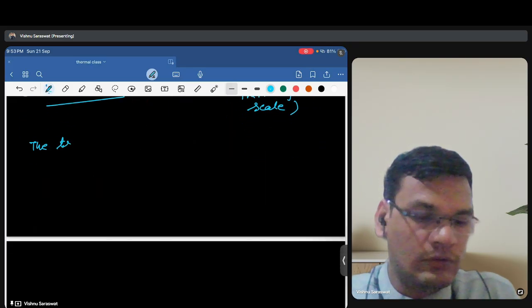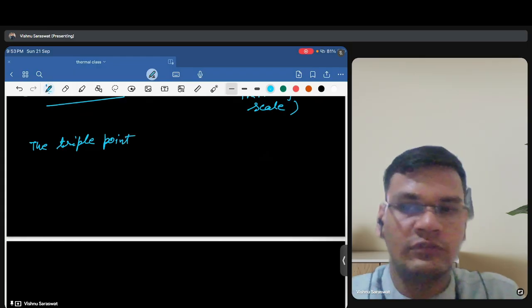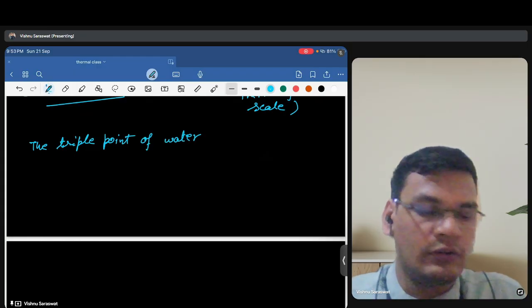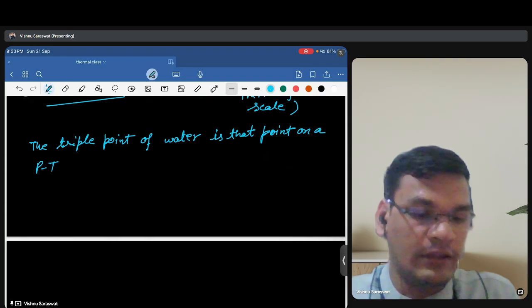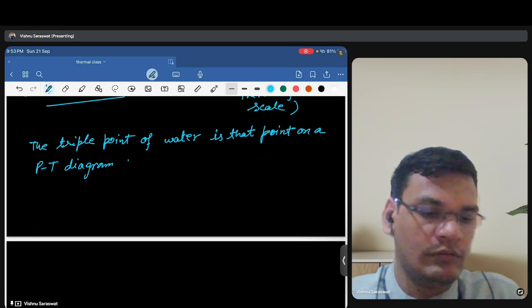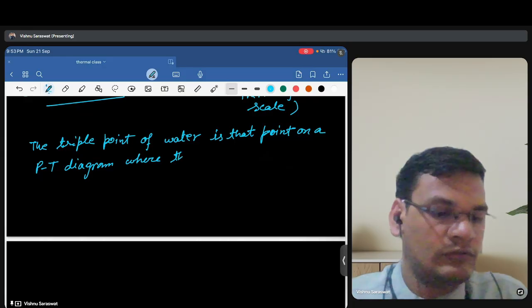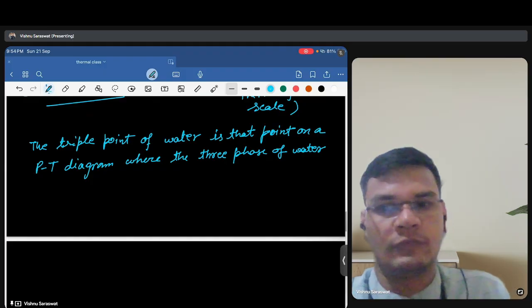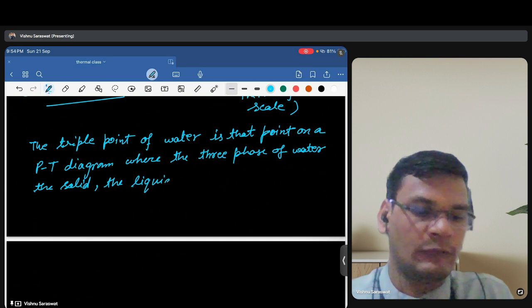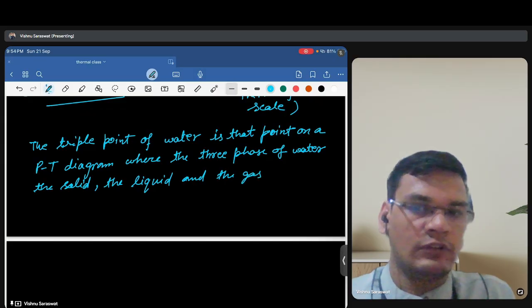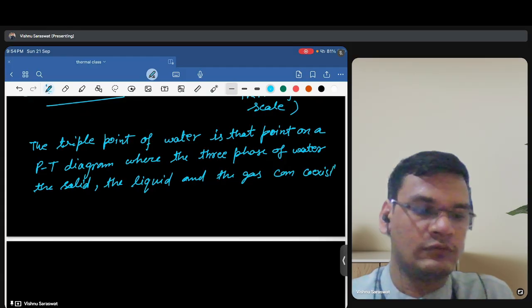The triple point of water is that point on a PT, meaning pressure-temperature, diagram where the three phases of water, the solid, liquid, and gas, can coexist in equilibrium.